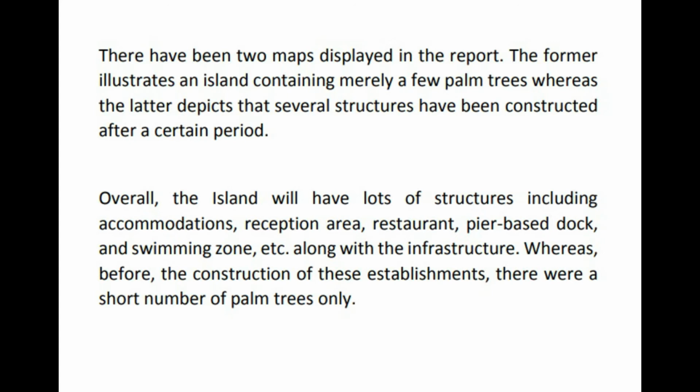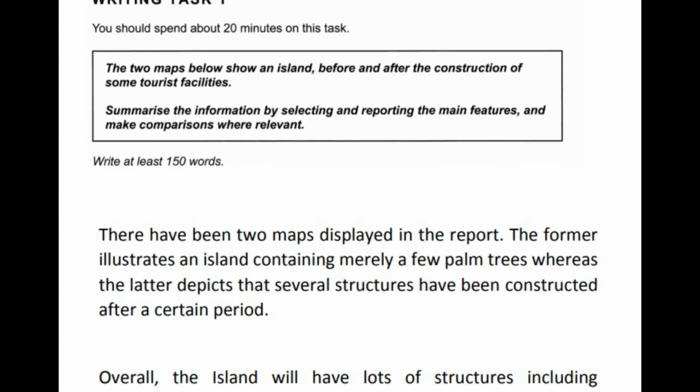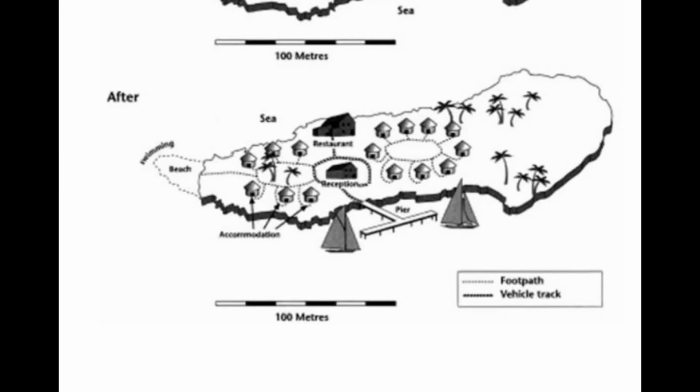Let me read that paragraph for you. Overall, the island will have lots of structures, including accommodations, reception areas, restaurant, pier-based dock, and swimming zone, etc., along with the infrastructure, whereas before the construction of these establishments, there were a short number of palm trees only. So see, I just gave a general overview of the 2 maps.